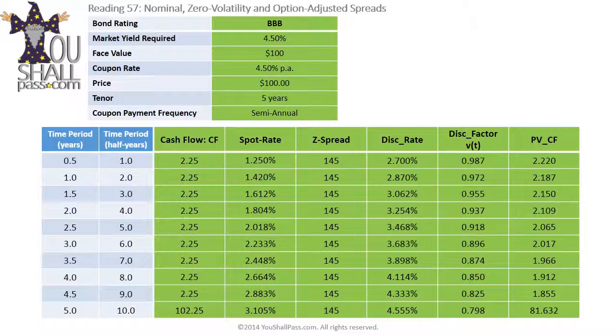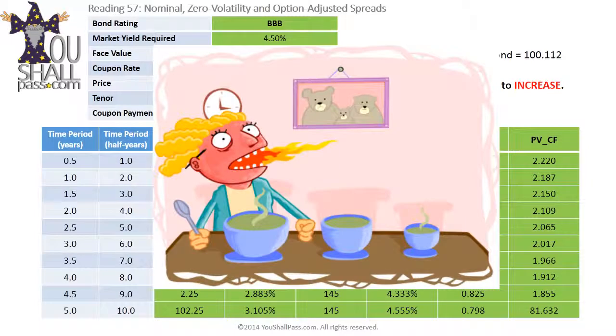The total of the discounted cash flows works out to slightly in excess of $100 or par value, and since the bond is trading at par, we need a higher discount rate to lower the present value. So the true Z-spread is slightly in excess of the nominal spread of 145 basis points that we used to kick this exercise off. In Goldilocks terms, this porridge is too hot.